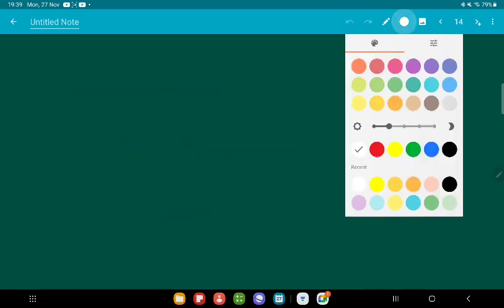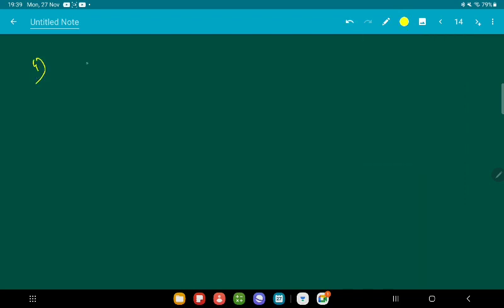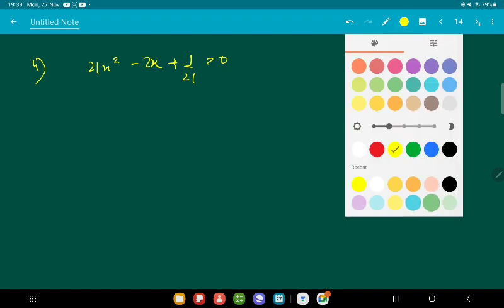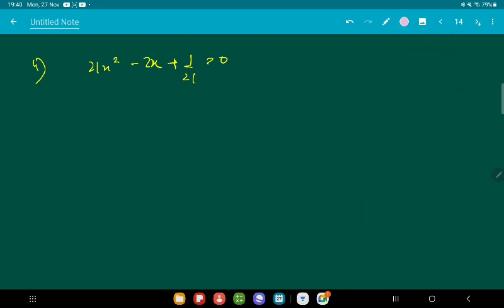Okay, alrighty. 21x square minus 2x plus 1 upon 21 is equals to 0. You have to figure out its roots. How you will do that? First pause the video and try to solve it on your own, please. Multiply the equation by 21, you will get 441x square minus 42x plus 1 is equals to 0.